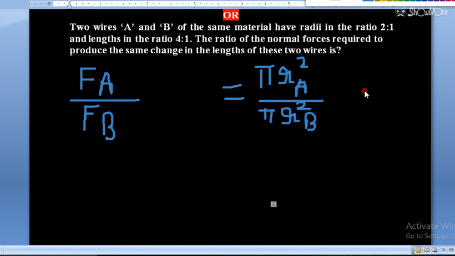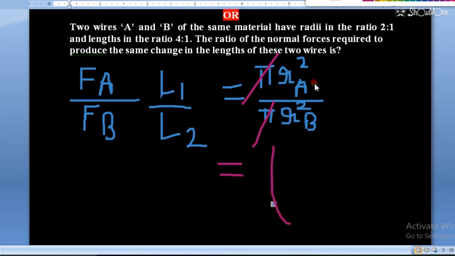So on FA side, here we have L1 by L2. Area will be left and length will be left. Young's modulus is equal to 1. So pi will also cancel out. Delta L will also cancel out. So FA by FB will be equal to RA by RB square, this is RA by RB.